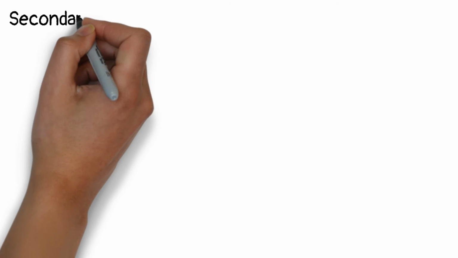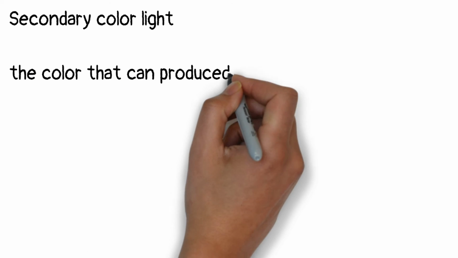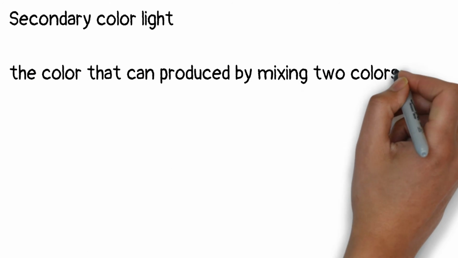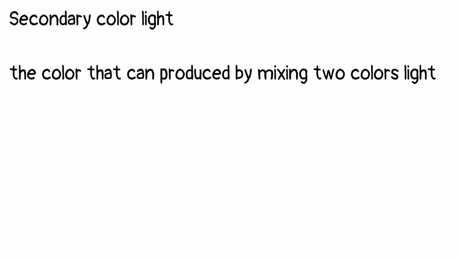The second type is called secondary color light. What is meant by that? Secondary color light is the color that can be produced by mixing two colors of light. If we mix two colors of light together from the primary colors, it will give me the secondary color light.